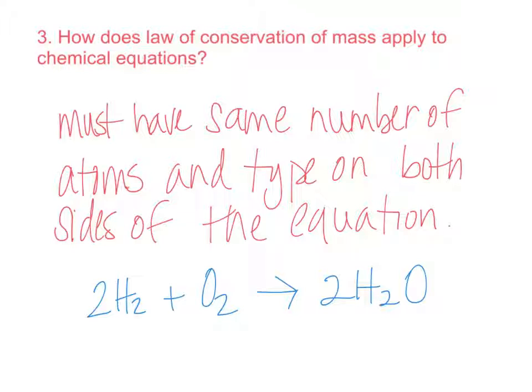Number 3, how does the law of conservation of mass apply to chemical equations? And the reason it applies is that we must have the same number of atoms and the same type on both sides of the equations. So I use this same example. I have 2 times 2 is 4 hydrogen, 2 times 2 is 4 hydrogen, and then I have 2 oxygen, and then this 2 and that 2 is 2 oxygen on the other side. So that means the law of conservation of mass has been satisfied.